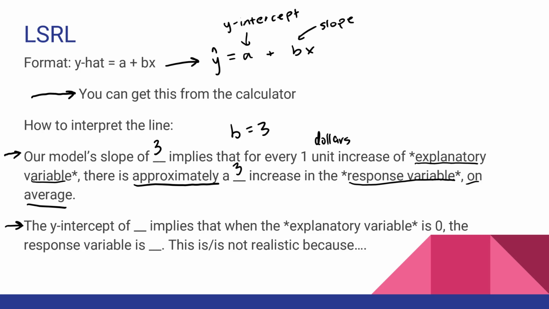Finally, we have our y-intercept. So let's say it is -2. So the y-intercept of -2 implies that when the temperature is 0, the response variable, so the ice cream sales, is -$2. So now that we've said what it is, we also need to comment on whether or not the y-intercept is realistic. Because right now we're making a prediction. This isn't necessarily true for all points. So that is why we need to comment on it. So you have to say this is or is not realistic because, in this case, this is not realistic because you cannot have negative money unless you are in debt.